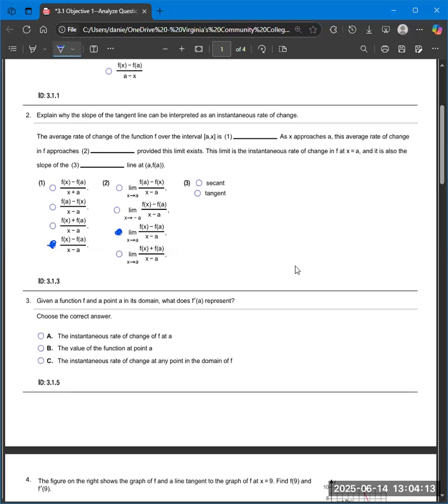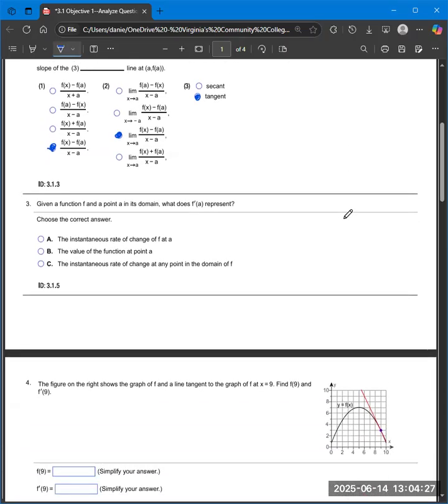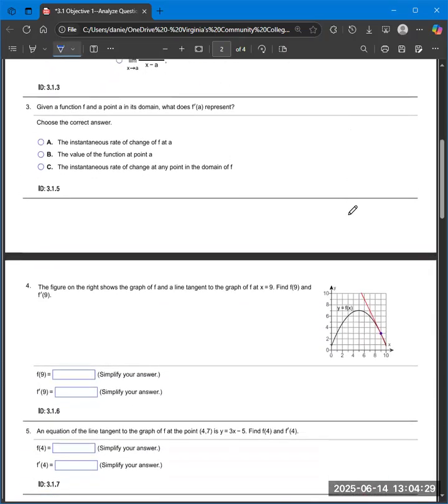This limit is the instantaneous rate of change of f at x equals a, and is also the slope of the tangent line. So this tangent line problem is a really big problem in calculus. It's one of the things that separates calculus from pre-calculus. We could talk about secant lines in pre-calculus, but we can talk about tangent lines in calculus, now that we have the limit operator.